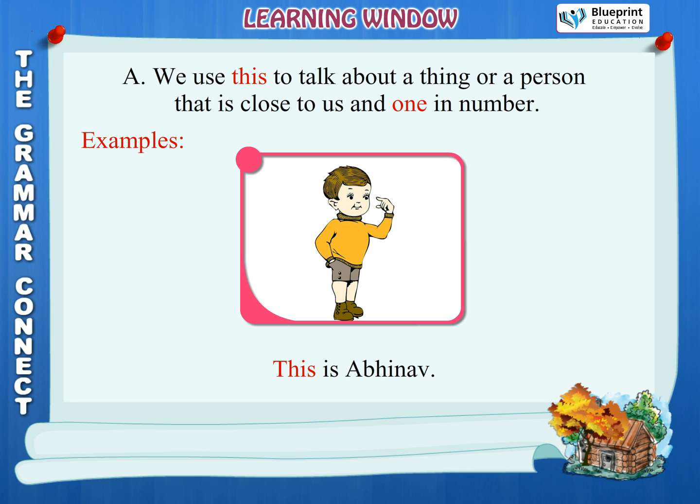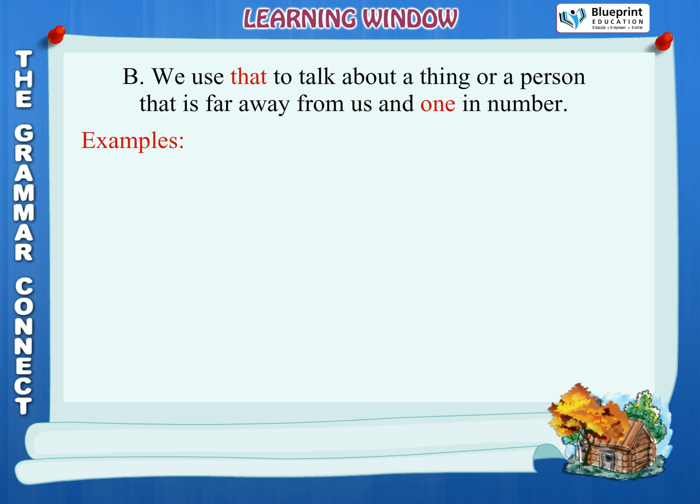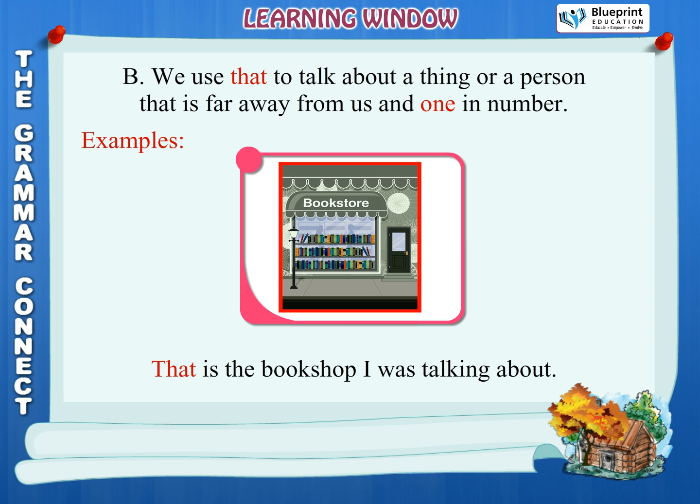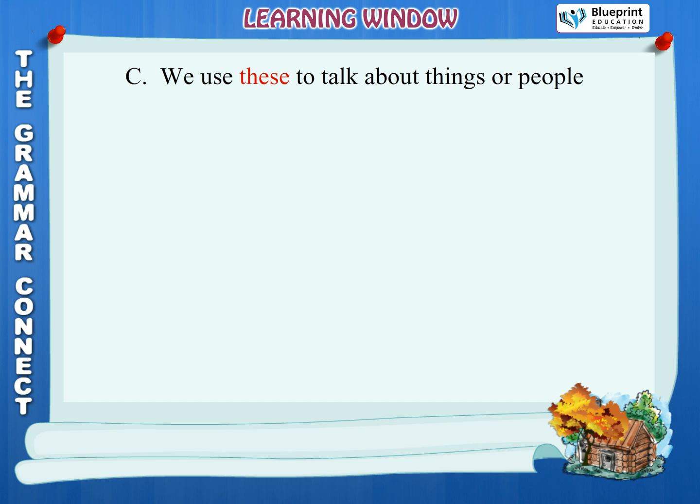This is Abhinav. B. We use that to talk about a thing or a person that is far away from us and one in number. Examples: That is the bookshop I was talking about. That is a bed.